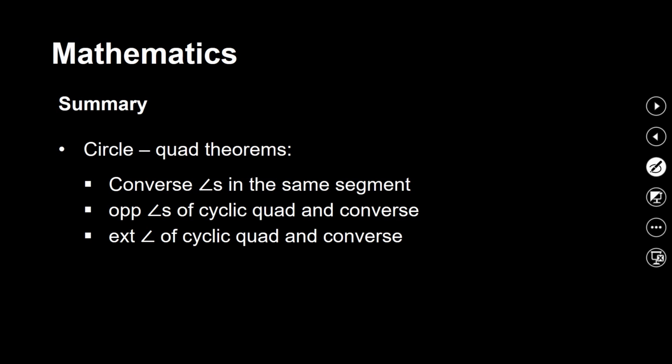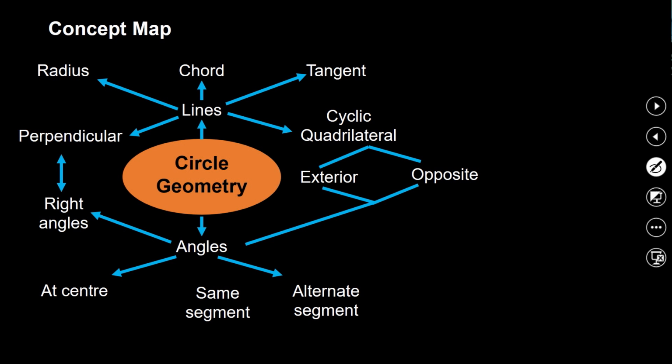So far we've looked at circle quad theorems where a converse is angles in the same segment, right? That's what we're talking about in terms of a cyclic quad. We also know the opposite angles of a cyclic quad and also its converse. The last one is exterior angles of a cyclic quad and its converse. And so far, that's our concept map.